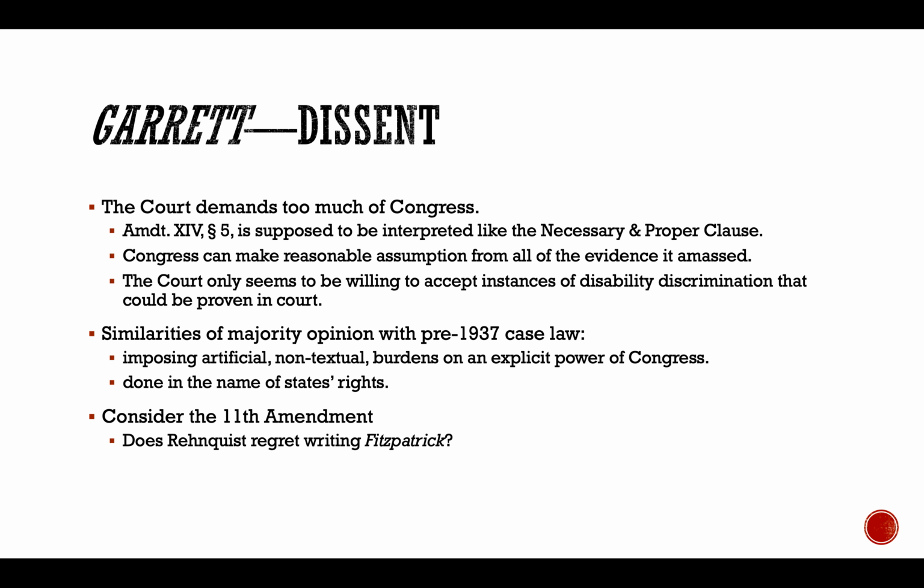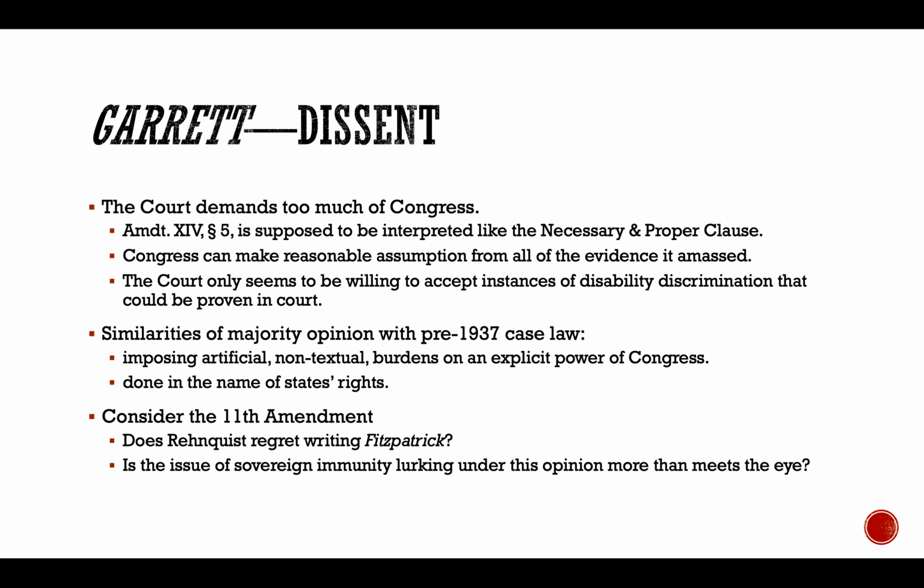Is he trying to make it a nullity by saying, yes, Congress can waive states' sovereign immunity through exercises of its Section 5 power, but it's going to be very, very difficult for Congress to enact valid Section 5 legislation? Is the issue of sovereign immunity lurking under this opinion more than meets the eye, perhaps? Is the court talking about Section 5, but really thinking about the underlying 11th Amendment sovereign immunity issue? At least that's one thing to think about there.